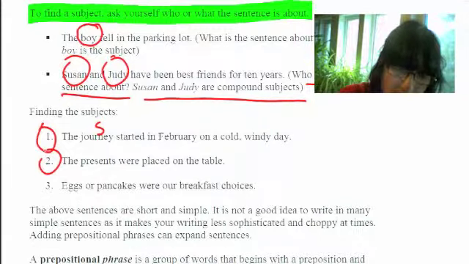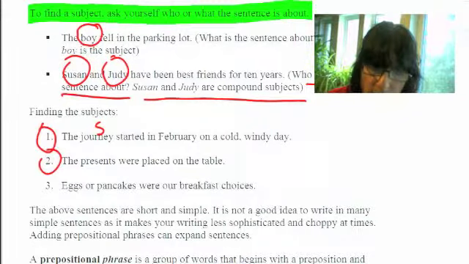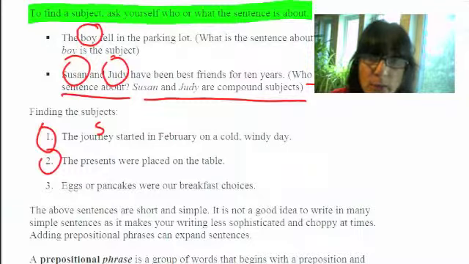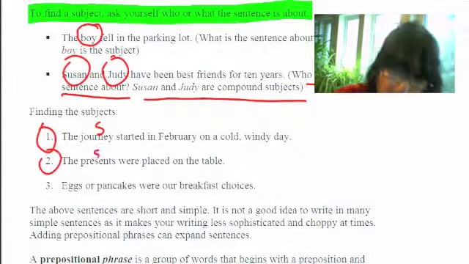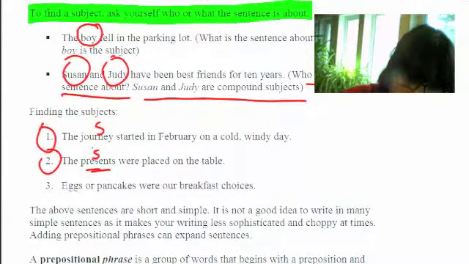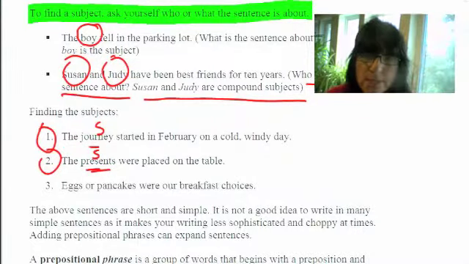The second sentence: The presents were placed on the table. Ask yourself, what is the sentence about? And that's how you'll find the subject. It's about the presents. That would be the subject right here, because they were placed on the table.